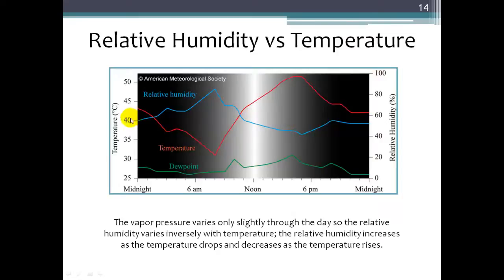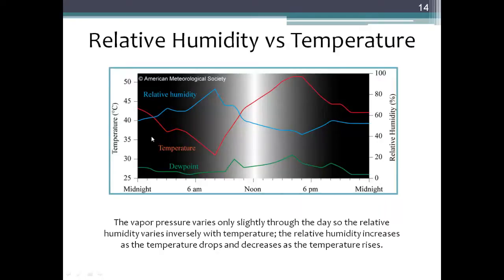And this is the main relationship in this graph. As temperature decreases, relative humidity increases. And then as temperature increases, relative humidity decreases. So temperature and relative humidity are inversely proportional.